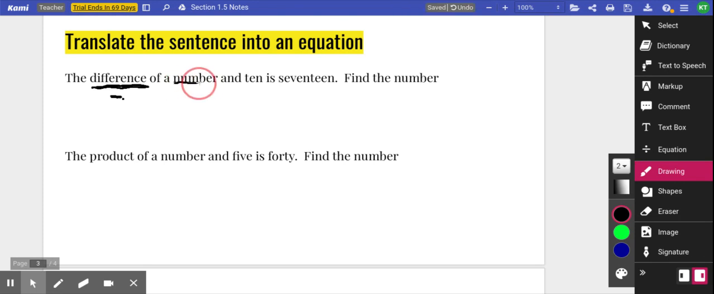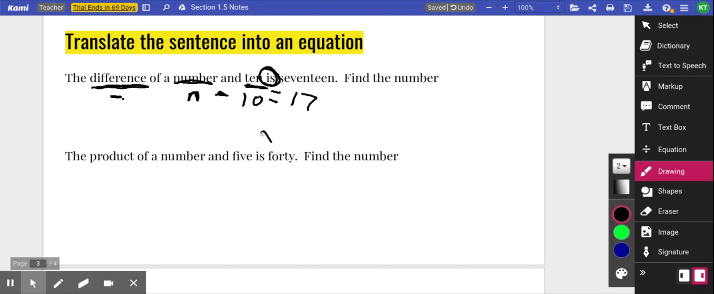Of a number. So when I have of a number, that's what I don't know. I'm going to call that a variable, right? Let's just use n. You could use whatever letter you'd like. So a number and 10 is, this is a key word in a verbal, and that's equal, right? And that's equal to 17. So the difference between a number and 10, so when I subtract 10 from this number, I get 17, okay?